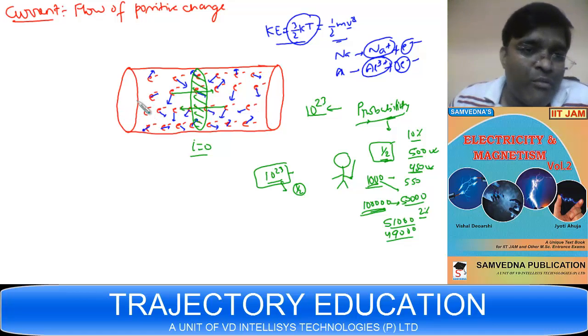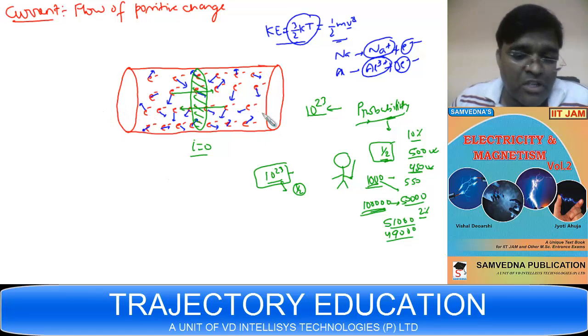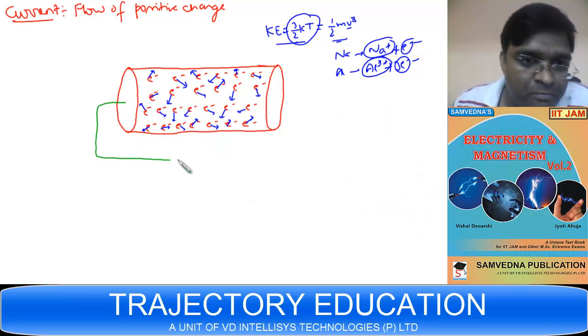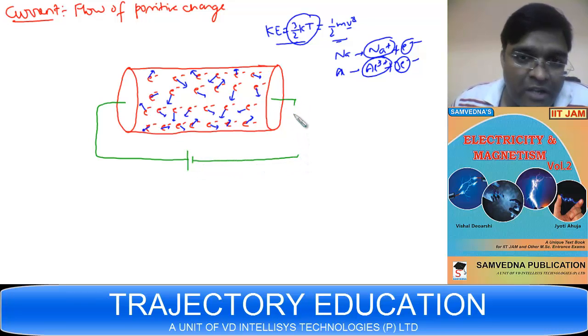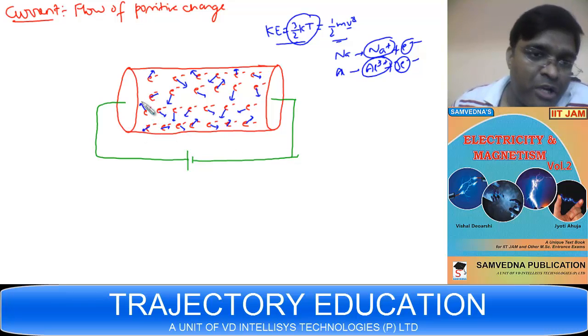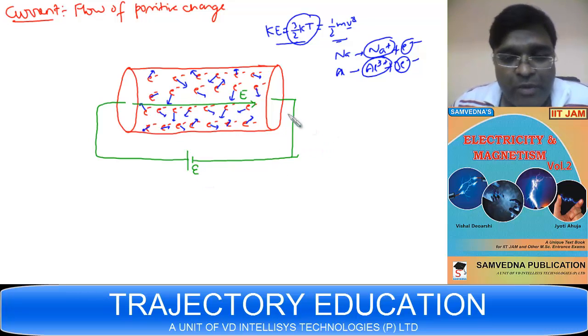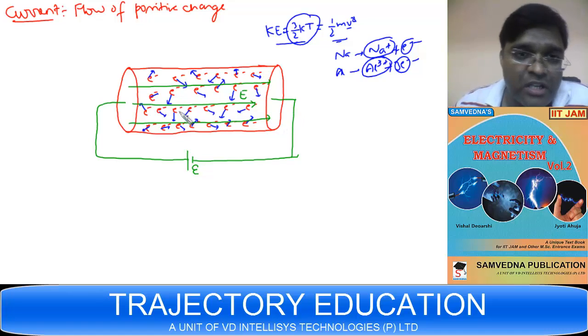Now let's see what happens if I connect a battery across this conductor. What is this battery going to do? This battery is going to generate an electric field in this direction. Say the battery is of EMF E. The battery generates an electric field inside the conductor.